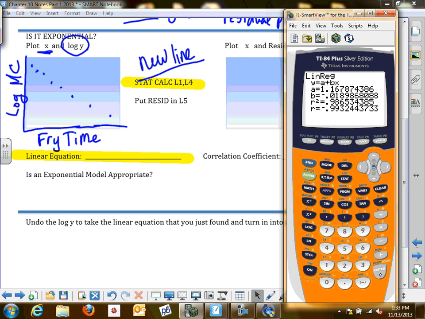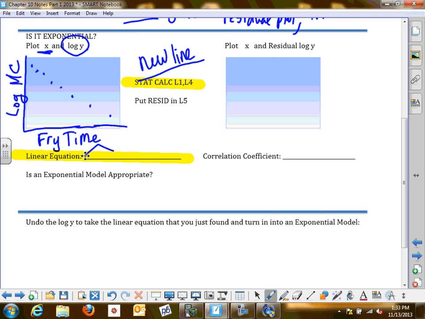Over to calc, LinReg, number 8. So this is our new equation for the condensed y's. So let's put that in. So we're going to go predicted. What are we predicting? Good. We are predicting log of MC, not just MC. Predicted.